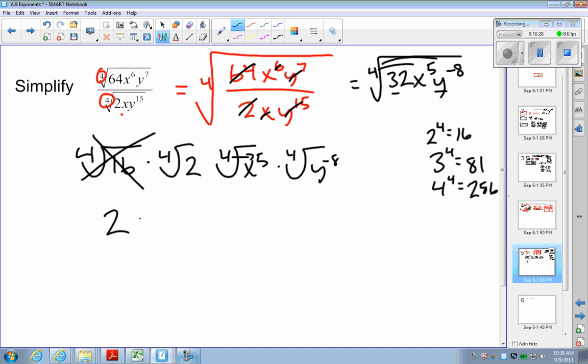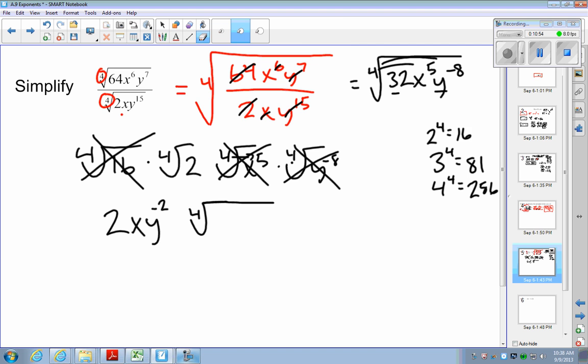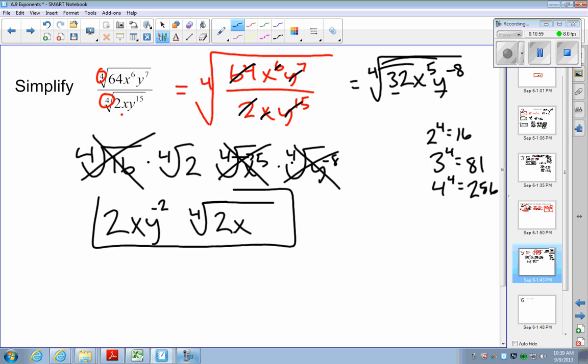4 goes into x to the fifth once. There's 1 left over. So that's gone. 4 goes into negative 8 twice. So we're going to go ahead and pull a negative 2 out of there. Nothing left over. Okay, what's left? Well, we already got that x in there, and we got a fourth root of 2. So I'm just going to throw a 2x in there as well. Okay, so that's how you would go ahead and simplify that one.